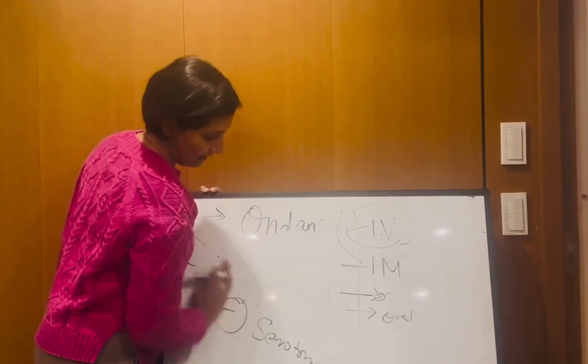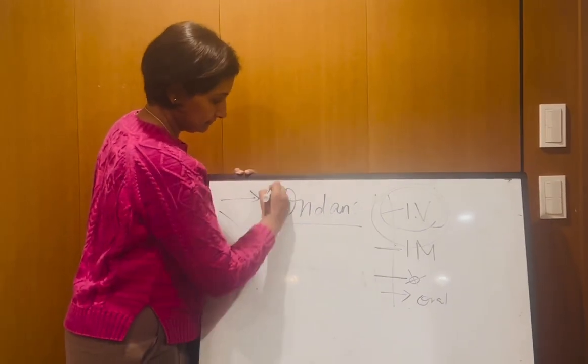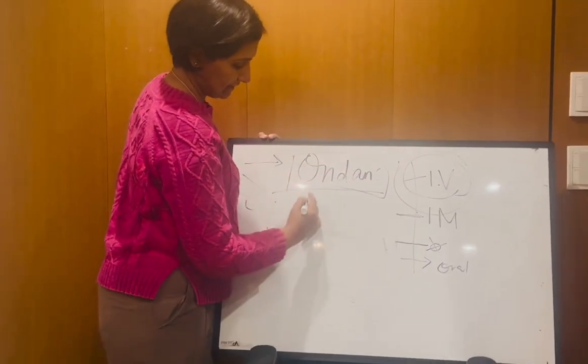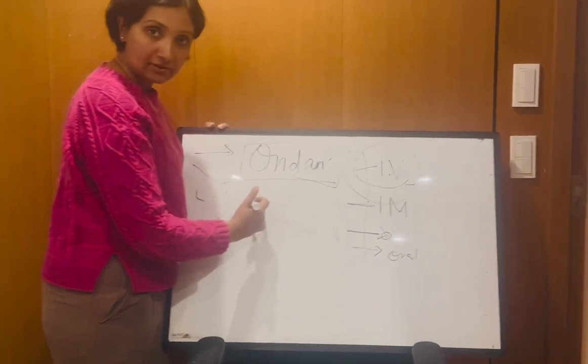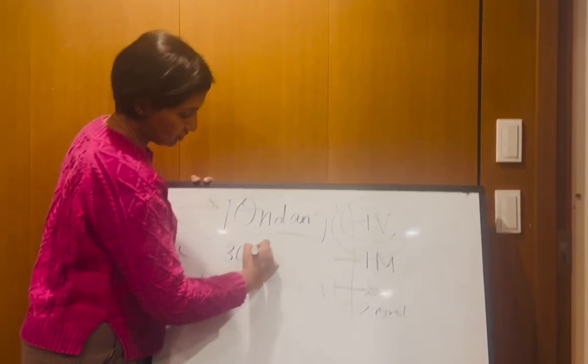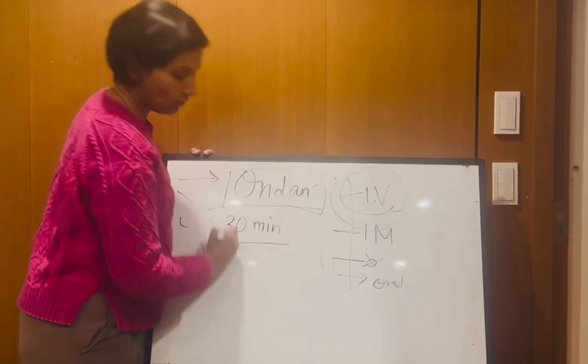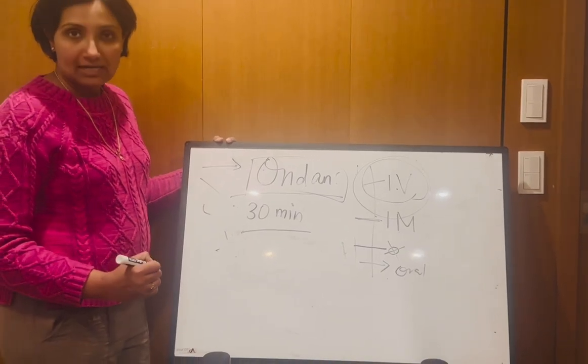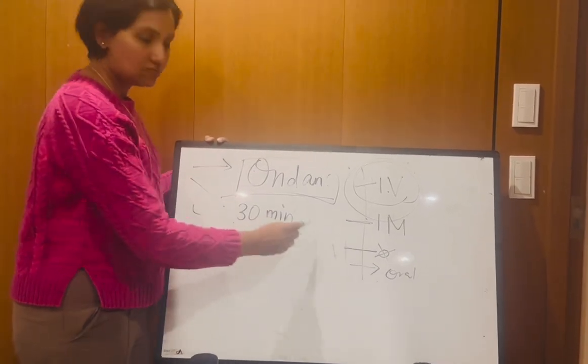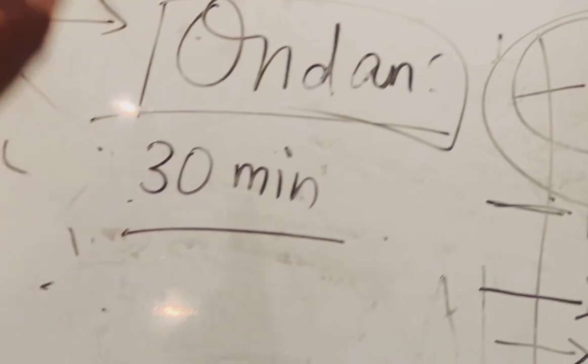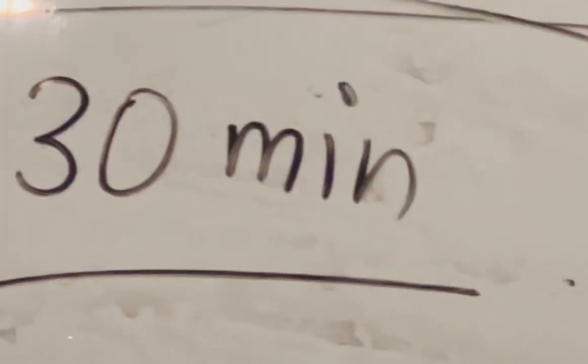Now, the other key NCLEX points are, like I said, if you're giving ondansetron for chemotherapy, give the medication at least 30 minutes before starting chemotherapy. Only then the effect would be there. So it should be given at least 30 minutes prior.